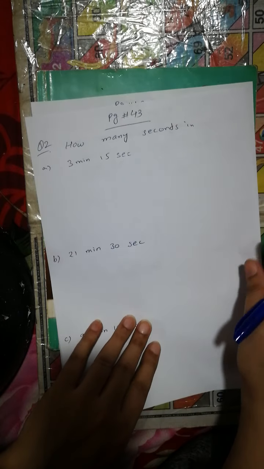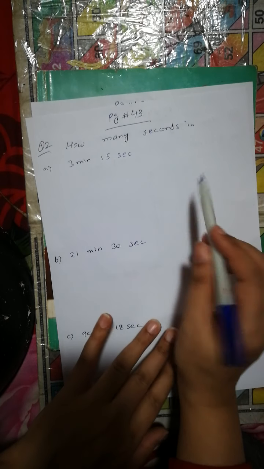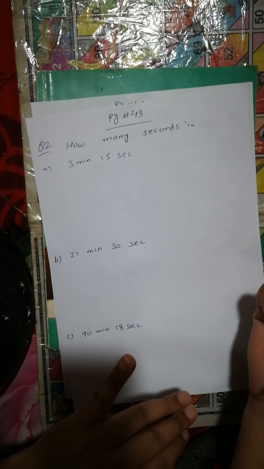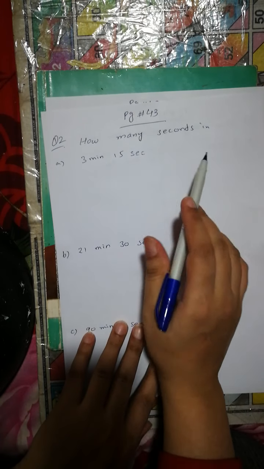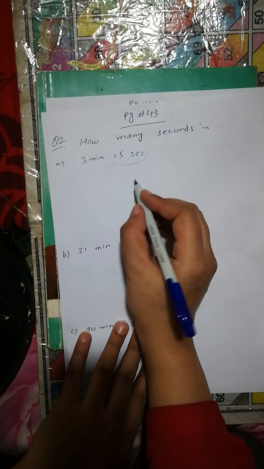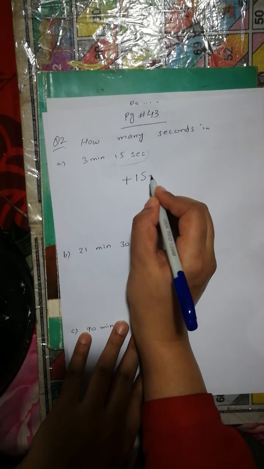Okay, when we are having a big unit we convert into small, we are multiplying. When small unit toward the big unit, we are dividing. Here, how many seconds in 3 minutes and 15 seconds? This is already in seconds, so you will write 15 seconds as it is.